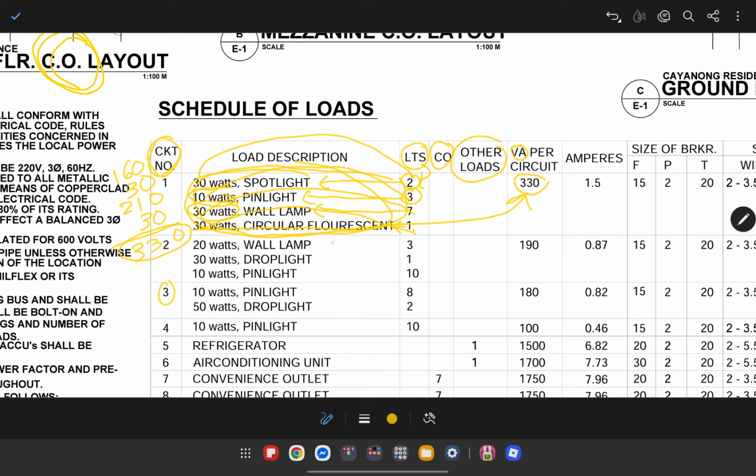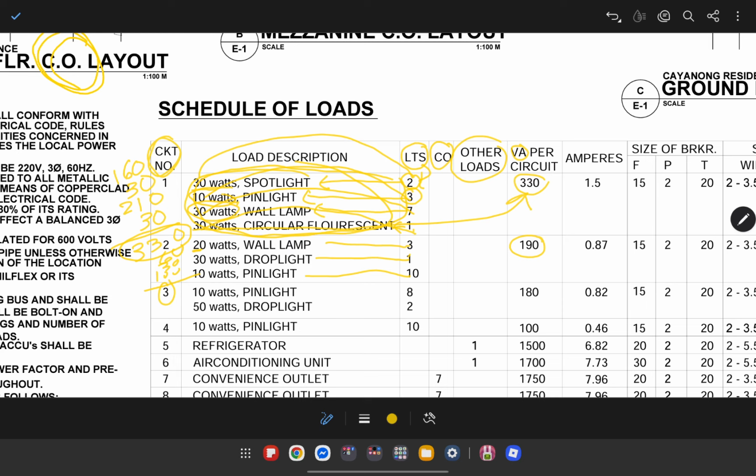So again, you repeat the same process, this time for circuit number 2, multiplying each one. So 30 times 3 times 20, that's 60. 1 times 30 equals 30. 10 times 10, that would be 100. So that would be equal to 190.